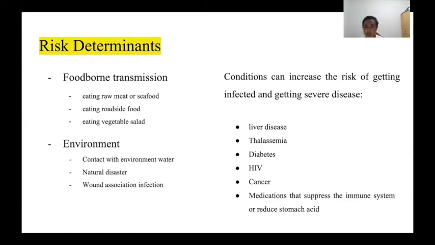The next risk factor is from the environment, such as contact with contaminated water, natural disasters, and wound associated infection. Some conditions can increase the risk of getting infected with Vibrio illness and getting severe disease, like people who have liver disease, thalassemia, diabetes, HIV, or cancer. Getting medication that suppresses the immune system or reduces stomach acid can also increase the risk of getting an infection.